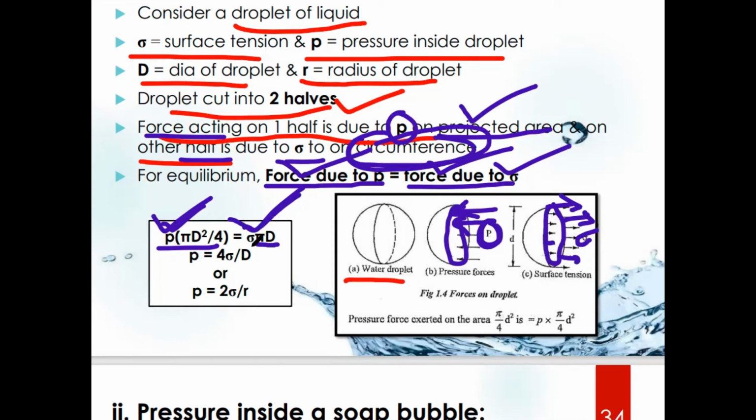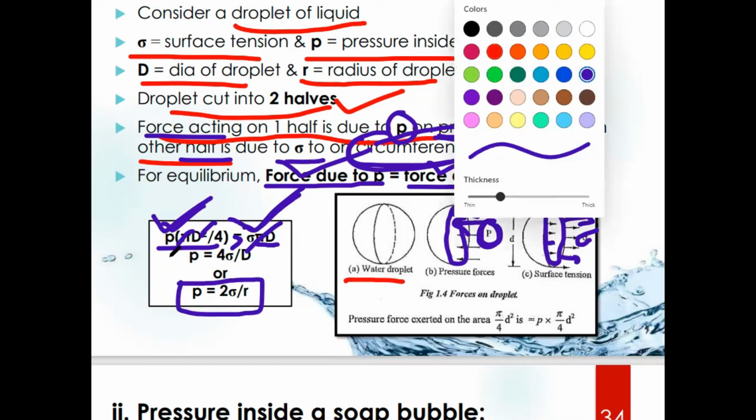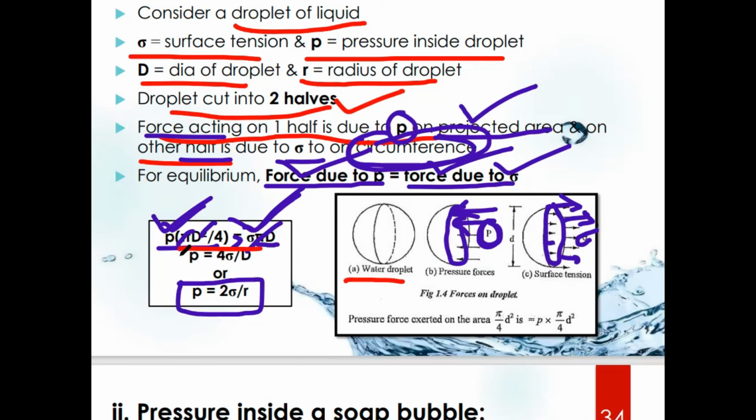Here pi d will get cancelled. So P into d by 4 is equal to sigma, and 4 will go to the right hand side. So you will get P is equal to 4 sigma by D, or in terms of radius, P is equal to 2 sigma by R. That is the equation for pressure inside a liquid droplet: P is equal to 4 sigma by D, or P is equal to 2 sigma by R.